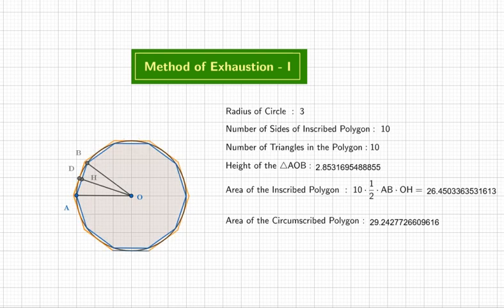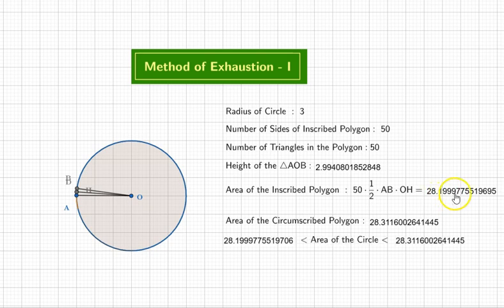And we keep increasing the number of sides. As we keep increasing the number of sides, what happens? It gets very close to each other, but it will never become equal. Why? Because one is a circumscribed polygon and the other is an inscribed polygon. So the way we would look at it is that 28.199977755 is less than the area of the circle, and the area of the circle is less than the area of the circumscribed polygon.